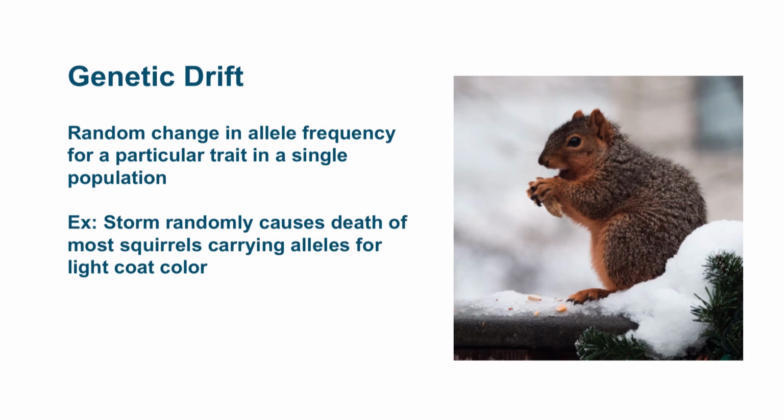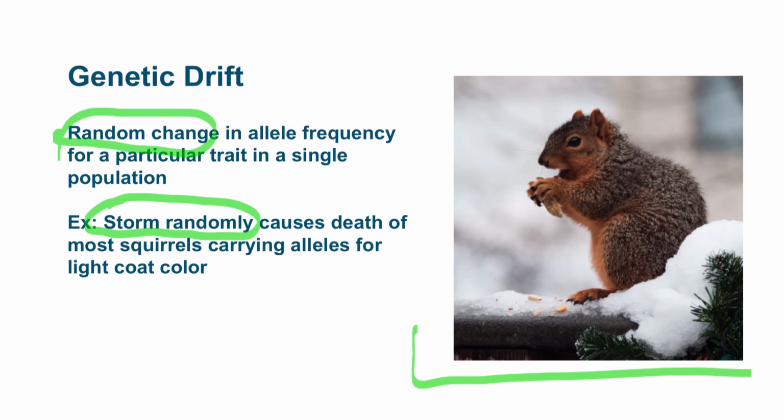But with genetic drift, there's a random change in allele frequency for a particular trait in one population. An example is that maybe a storm randomly kills the majority of squirrels in a particular population that are containing alleles for a light coat color. As a result of this storm, the coat color of the population would move towards something much darker because the lighter colored squirrels had been randomly killed in that storm.